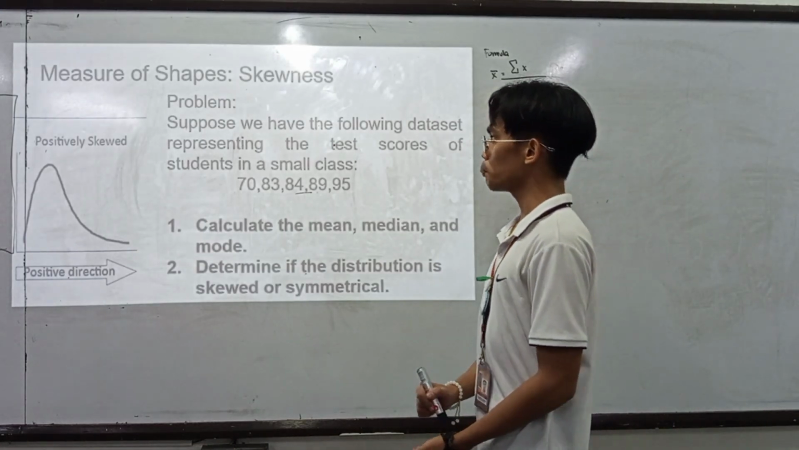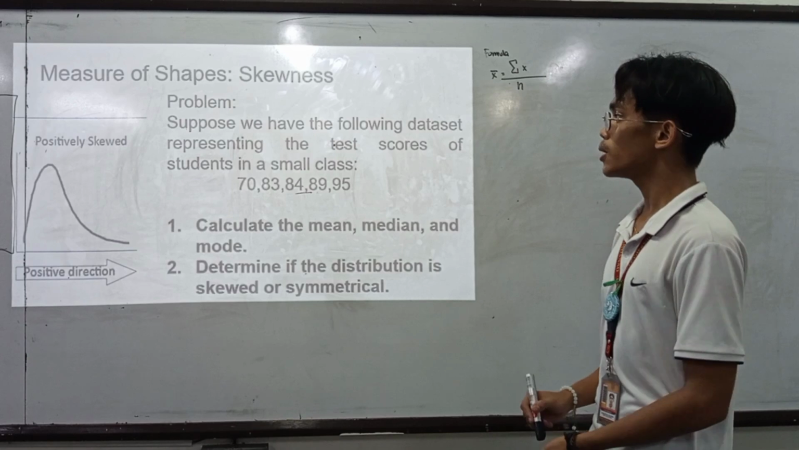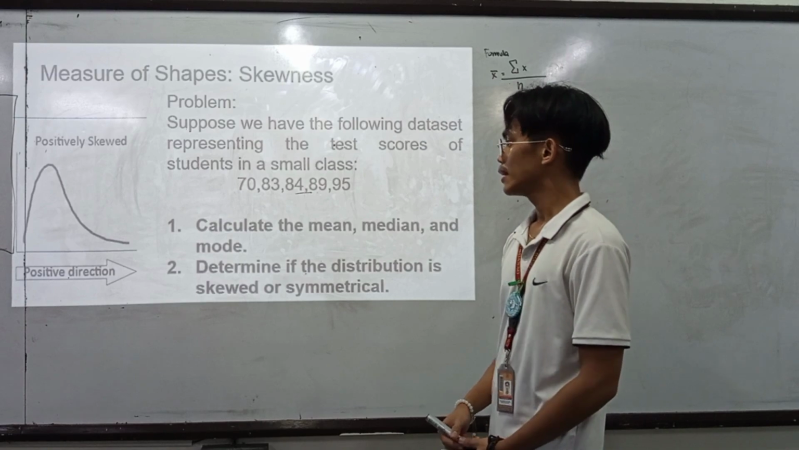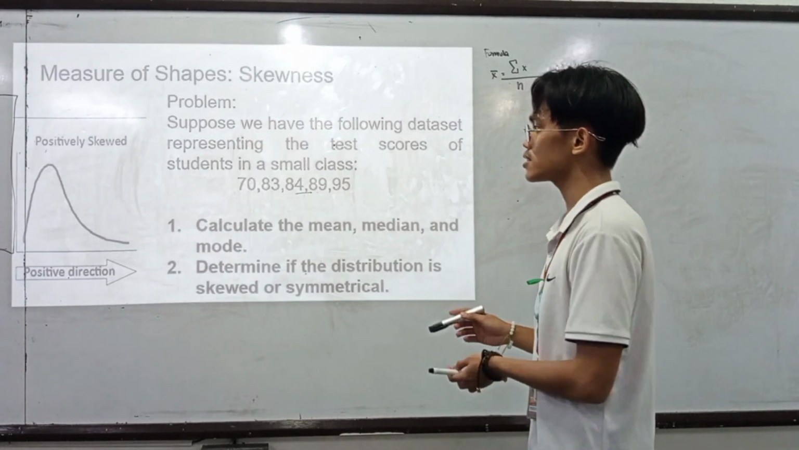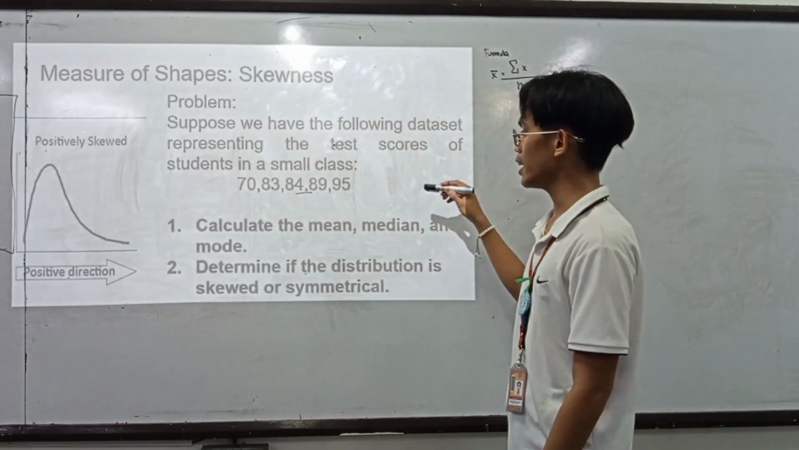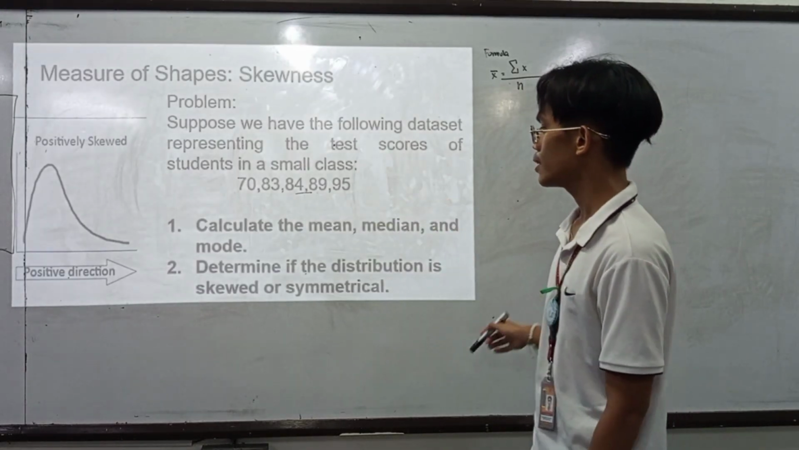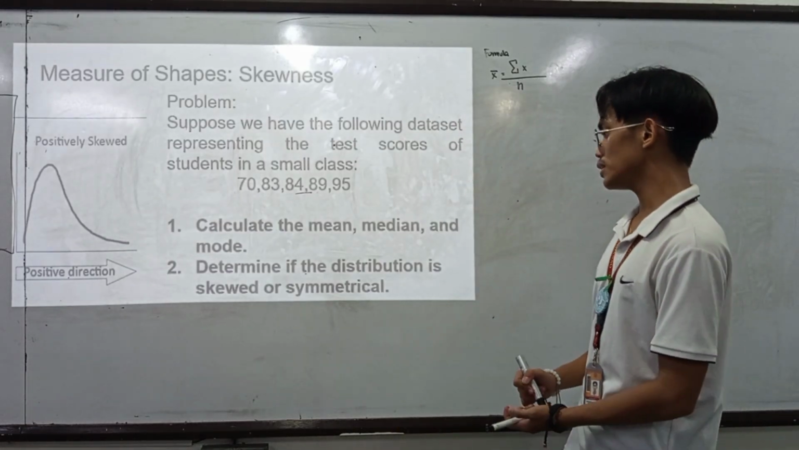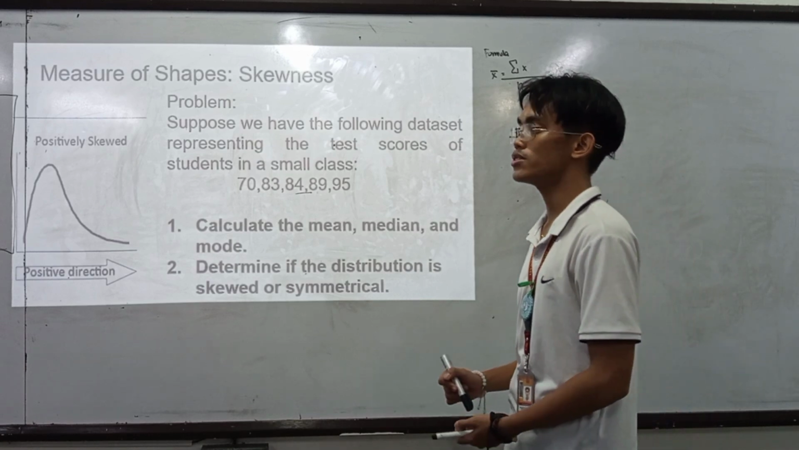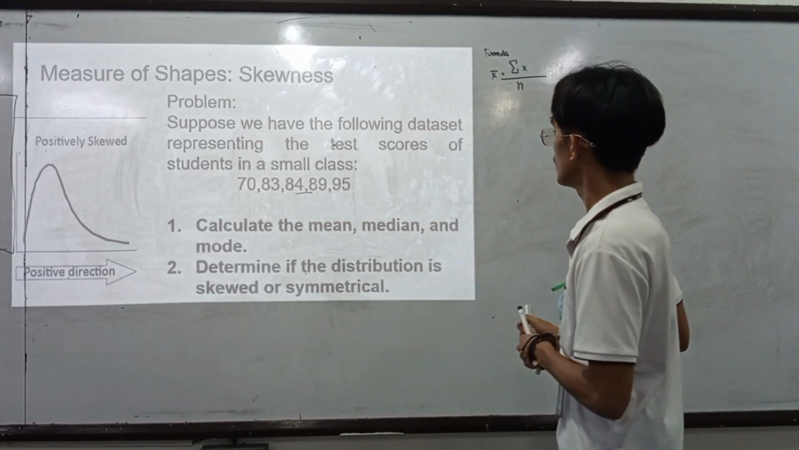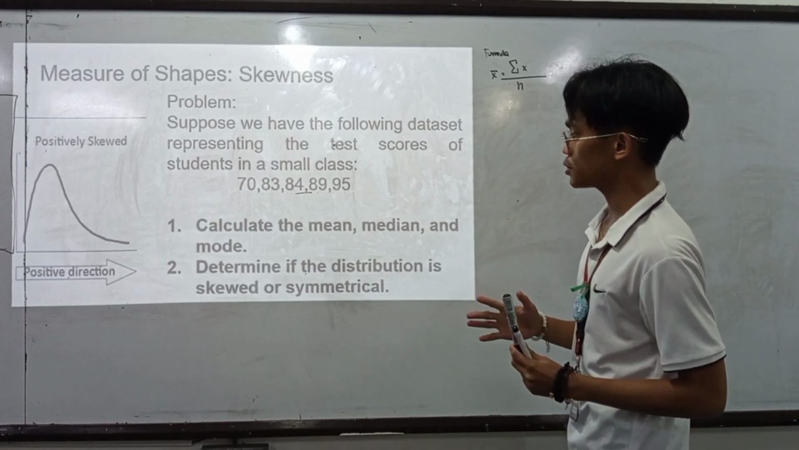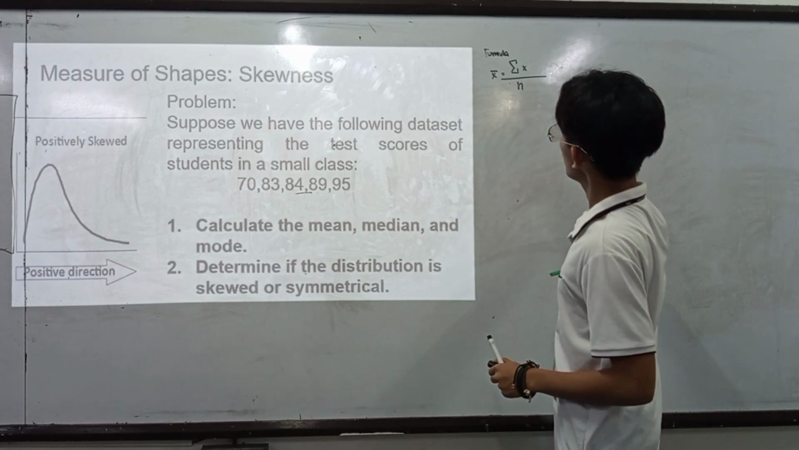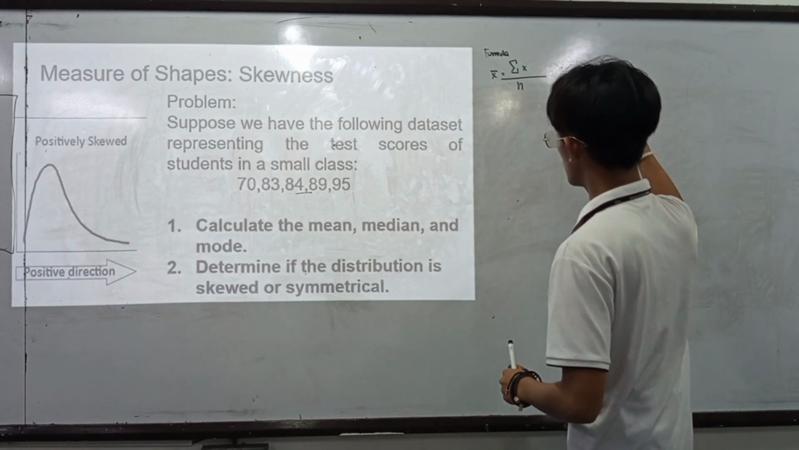Now, the problem is, suppose we have the following data sets representing the test scores of students in a small class. We have the values 70, 83, 84, 89, and 95. One, calculate the mean, median, and mode. Two, determine if the distribution is skewed or symmetrical. Now, the first step we should do is to get the mean, and this would be our formula.